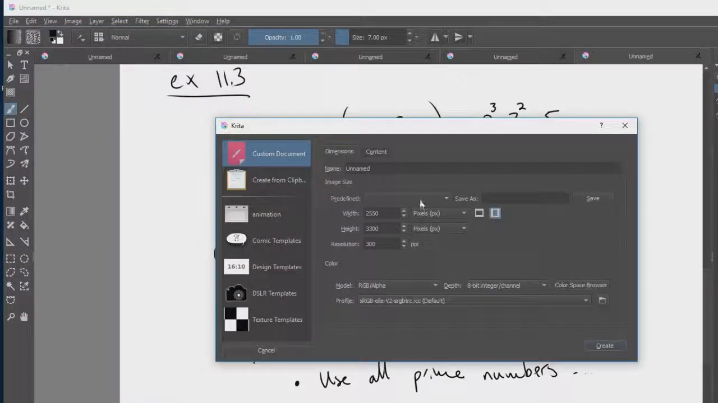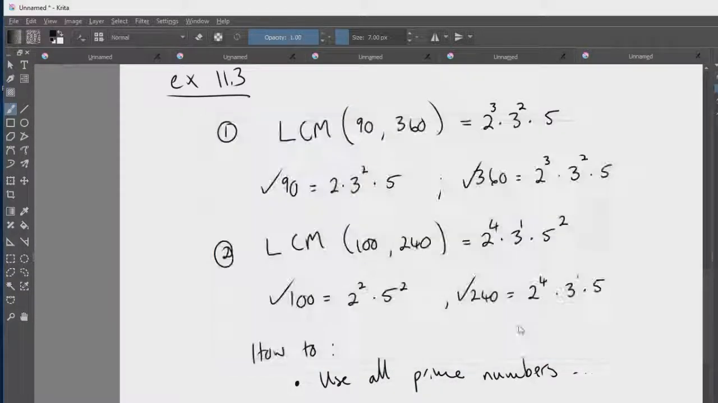I miscalculated the number of pages. One second here.